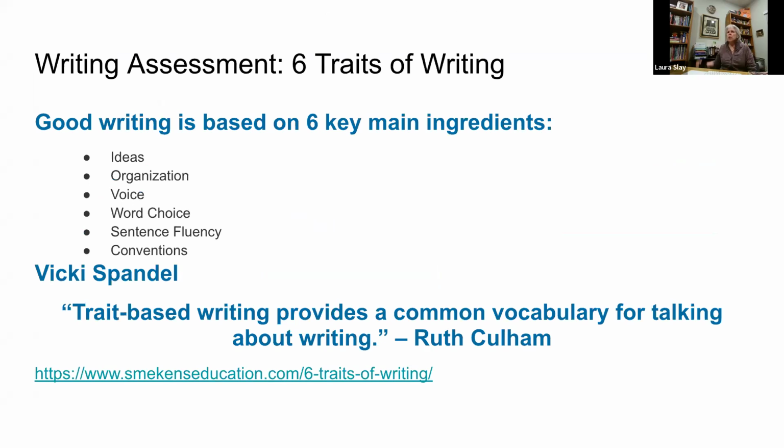So I want you to remember that good writing is based on 6 key main ingredients: ideas, organization, voice, word choice, sentence fluency, and conventions. So ideas has to do with bringing in a diversity of ideas to a piece of writing. Your vocabulary is going to enter into that, but vocabulary is also going to enter into word choice and how students use metaphors or use strong verbs or specific nouns, different types of words to enhance their writing.